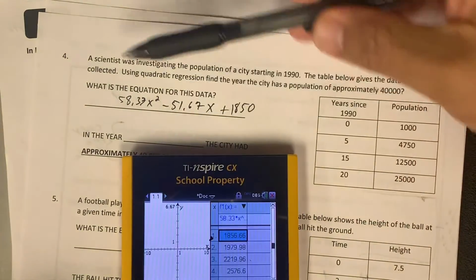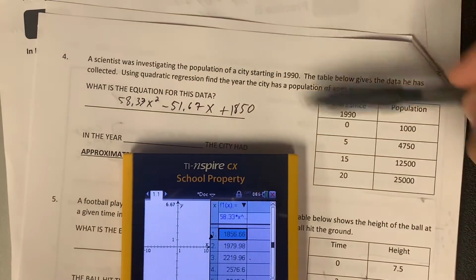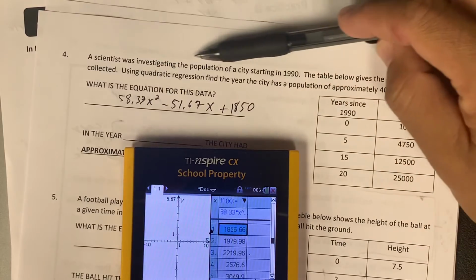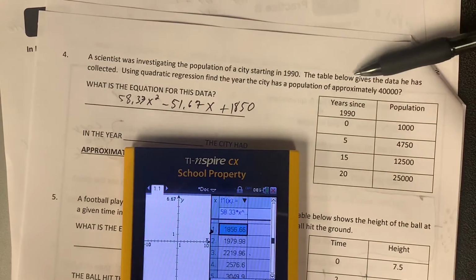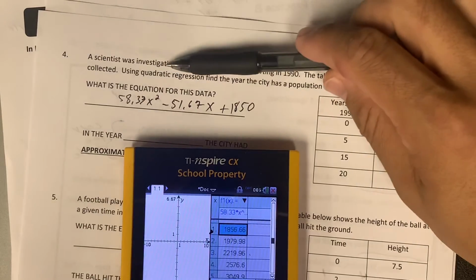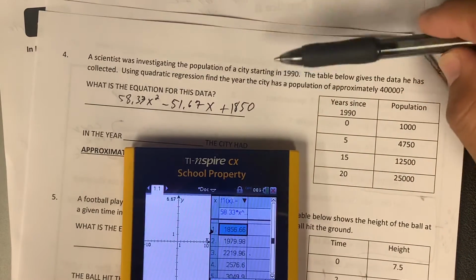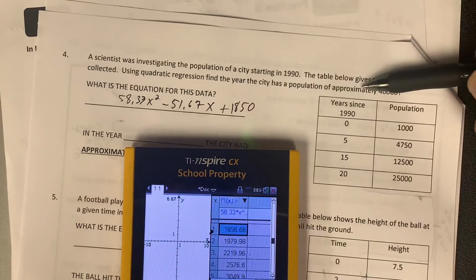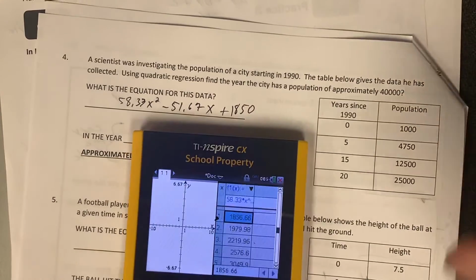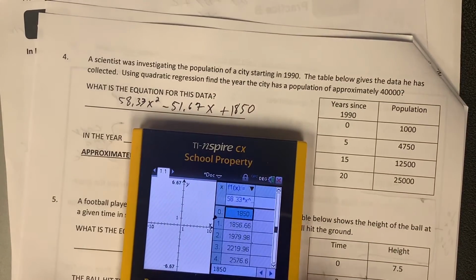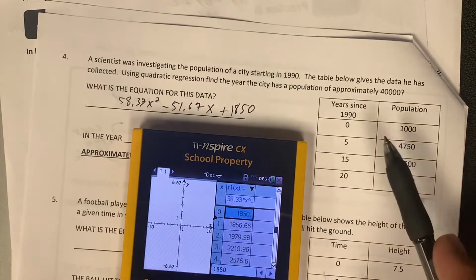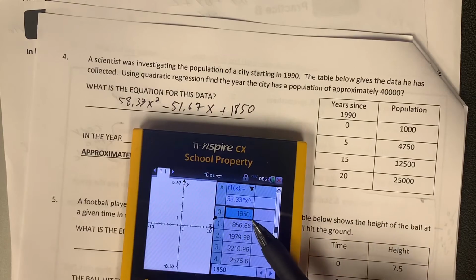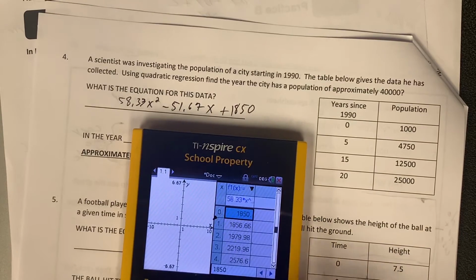This right here, I didn't read it, but you're going to need to do this on the test. So a scientist was investigating the population of a city starting in 1990. The table below gives the data. Use quadratic regression to find the year the population was approximately 40,000. So when did this get to 40,000? So right here, this is at 1990, the population was 1850, right?